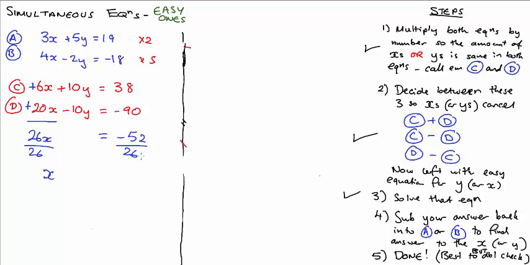26 goes into 52 twice. By the way, I know that's not properly obvious, but if you ever get a question like this on the non-calculator, because sometimes I see questions running into this, you get 27x equals 81. So obviously you're doing 81 divided by 27. But if it's on the non-calculator, it's always going to come out to a nice number.